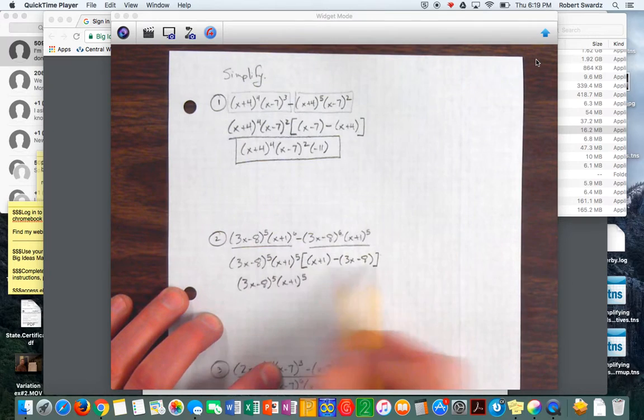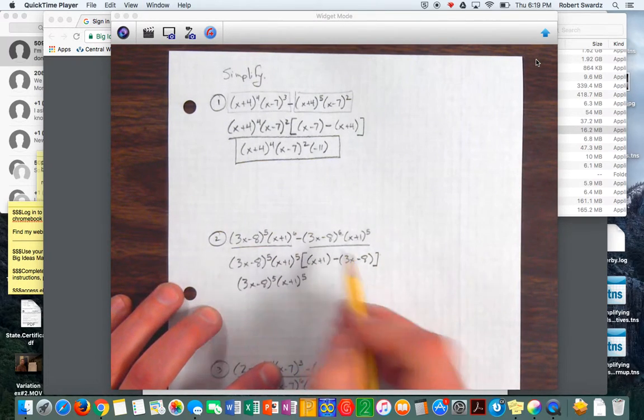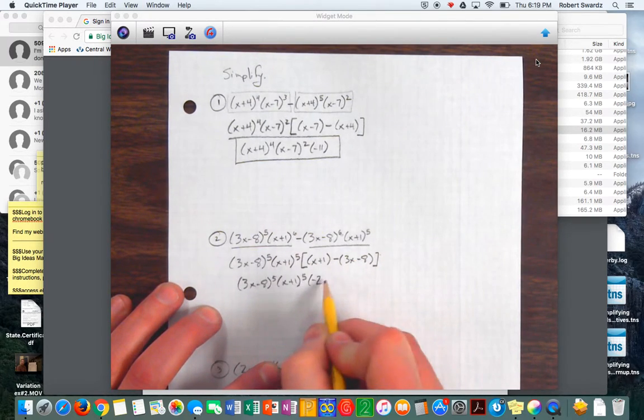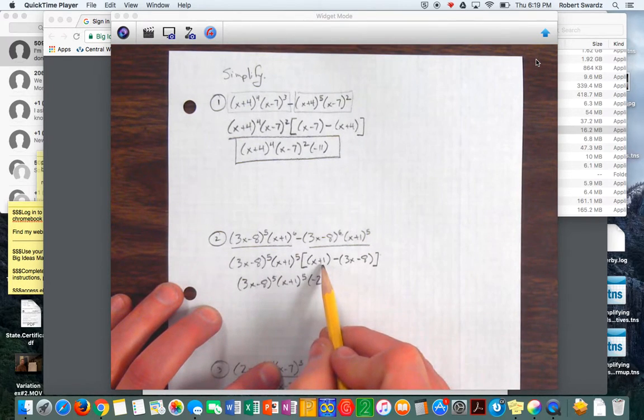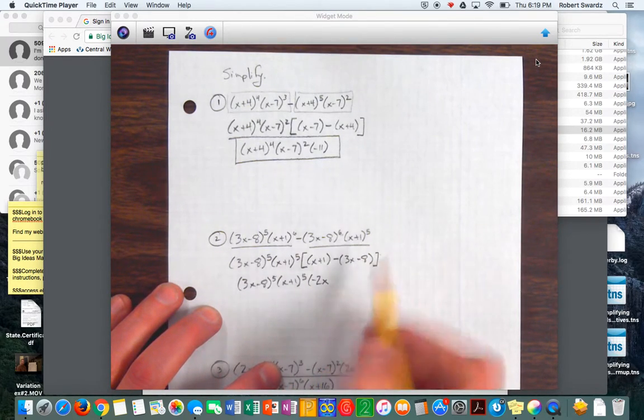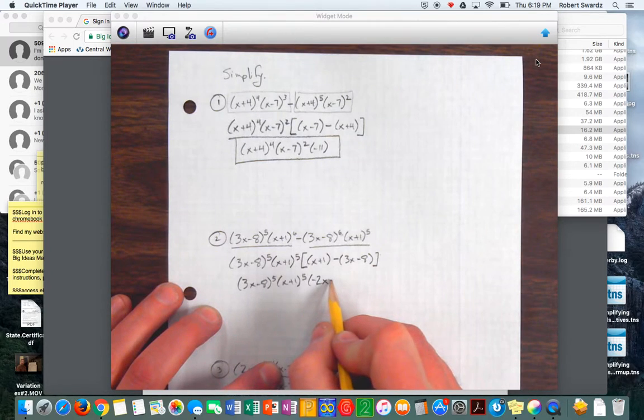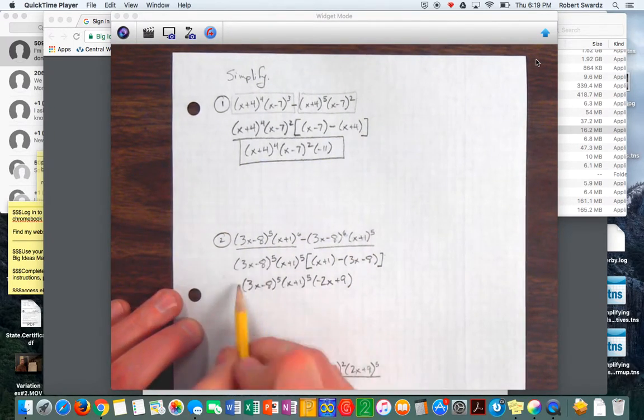Now let's simplify this. X minus 3x is negative 2x. Positive 1 minus negative 8. That is 9. And there we go.